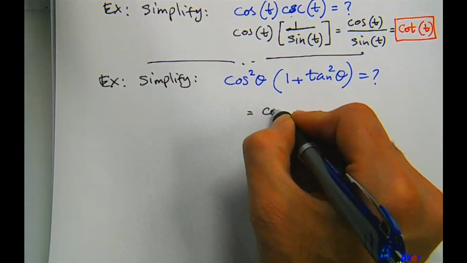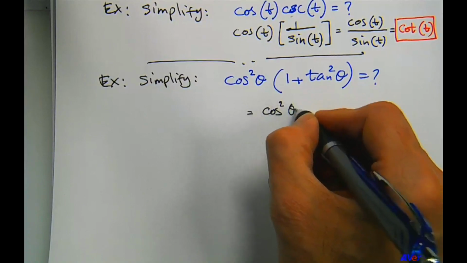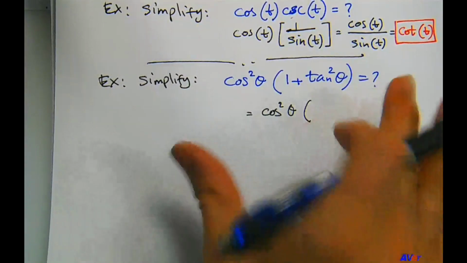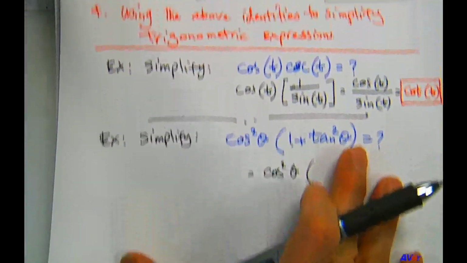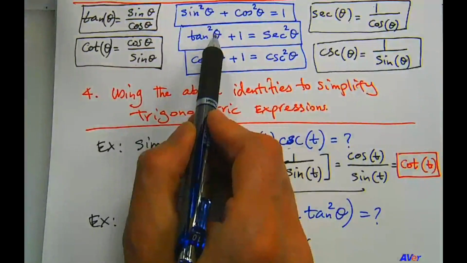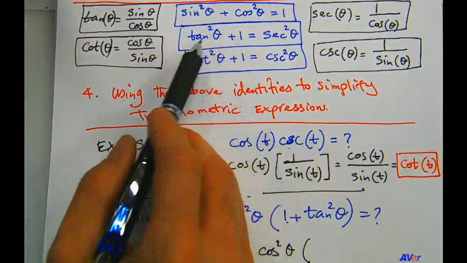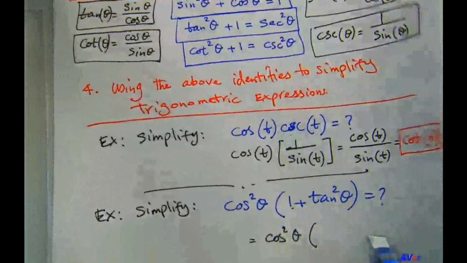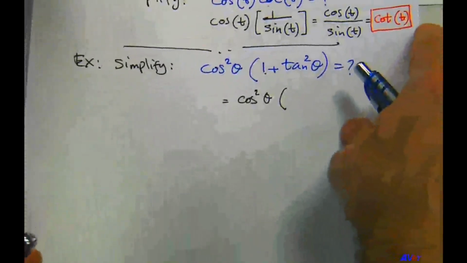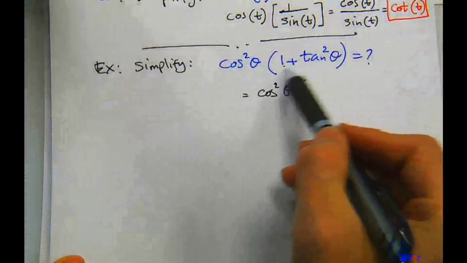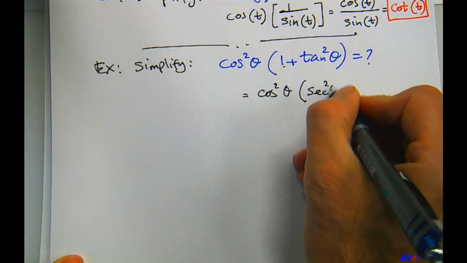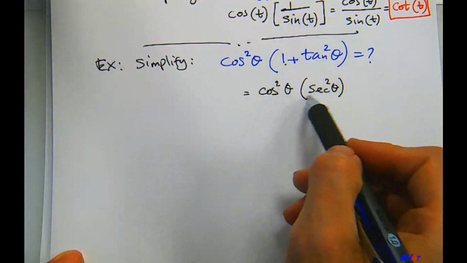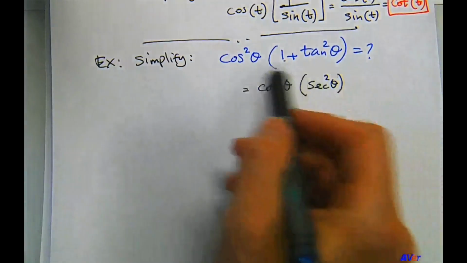So this is cosine squared theta times, now we have one of the squared identities that we have. Of course, 1 plus tangent squared theta is the same thing as tangent squared theta plus 1, right? It makes no difference. And that is equal to secant squared theta. So let's substitute that. This is simplification because we went from 2 terms to 1. Secant squared theta, right? So that's our expression now. It's a little bit more simplified than what we had before.